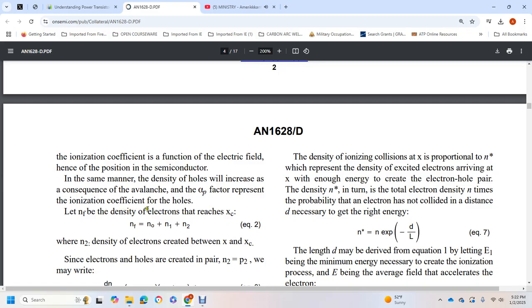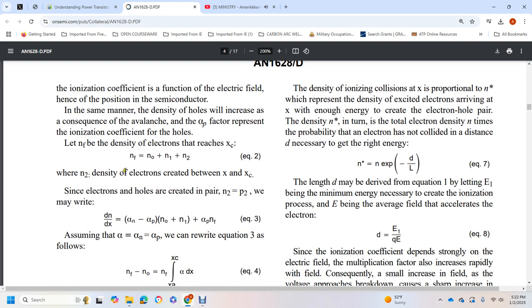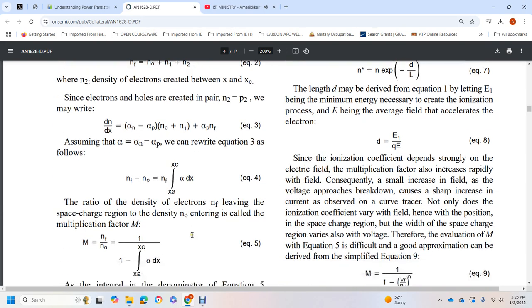Let Nf be the density of electrons reaching the collector at xc, Nf equal to N0 plus N1, where N2 is the density of electrons created between x and xc. Since electrons and holes are created in pairs, N2 is equal to P2. Assuming that αn equals αp, we can write equation 3.